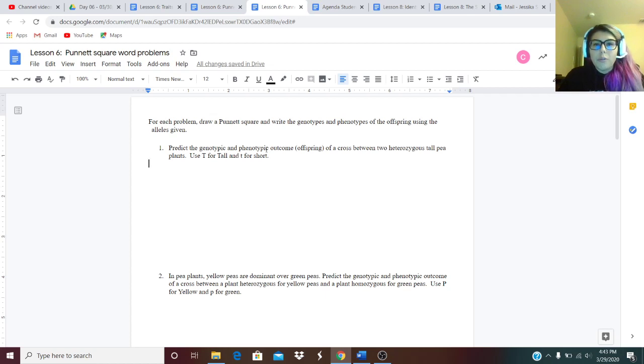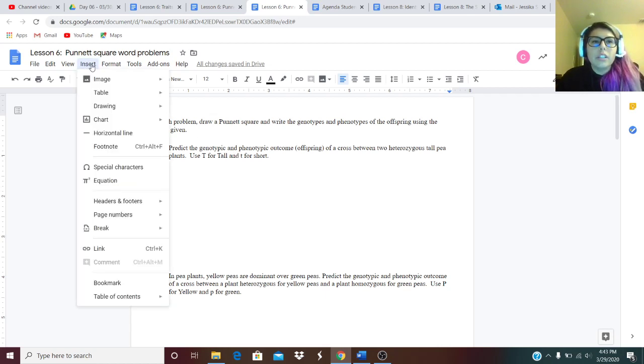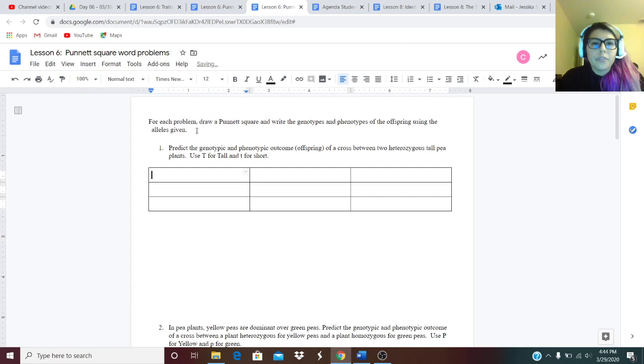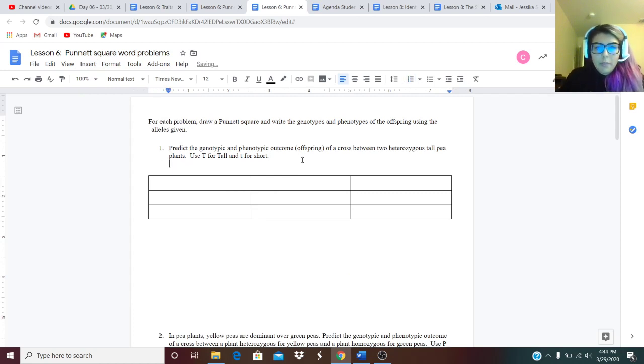Okay, so first things first, I'm going to draw a Punnett square. For those of us that are doing this on paper, obviously just draw it out. For those of us that are doing this digitally, here's how we're going to do it. You're going to go ahead and do Insert, then a table, and you're going to do it 3 by 3.